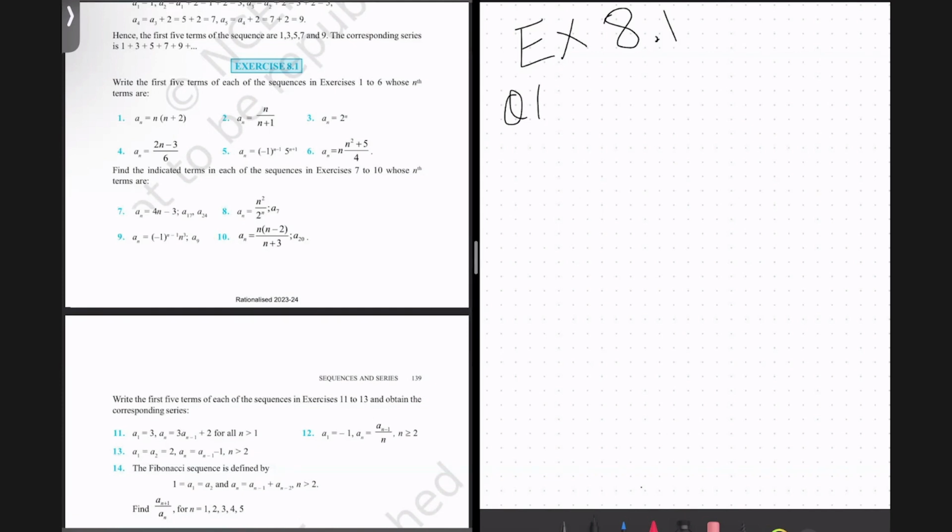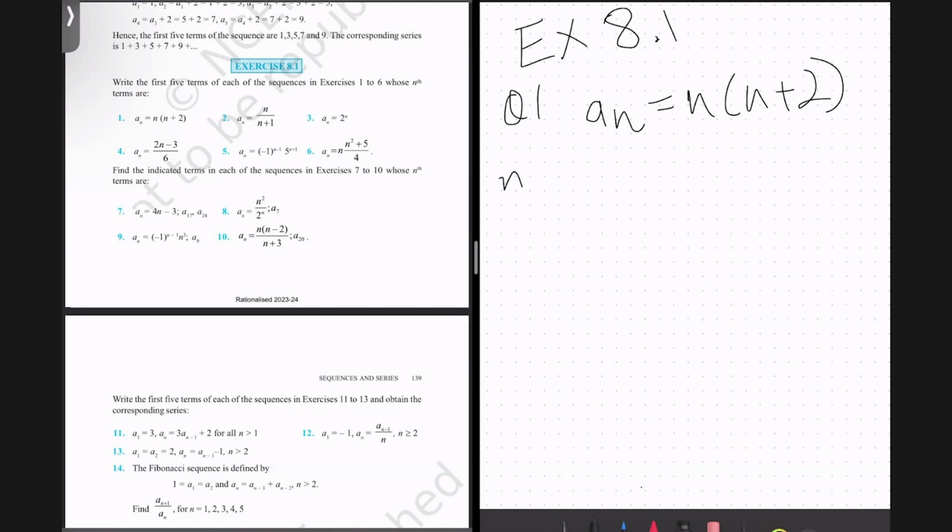So for the first question, let's just solve it, and you'll get a good understanding that way. The first question describes the nth term of the sequence as a_n equal to n into n plus 2. Now we are required to find the first 5 terms. So I would just plug in the values n equal to 1 up till n equal to 5, and that is how I'm going to get the first 5 terms, right?